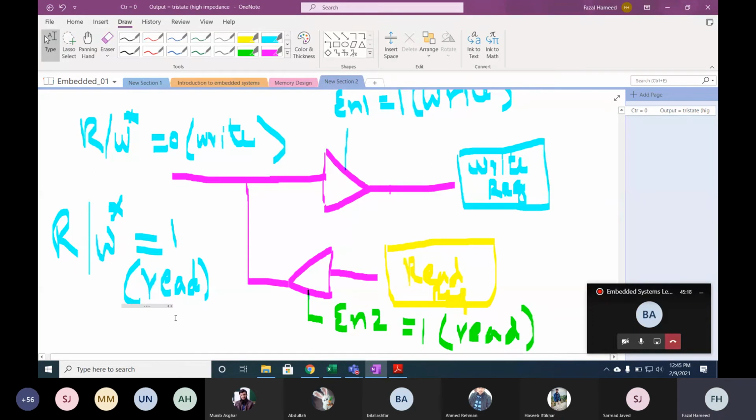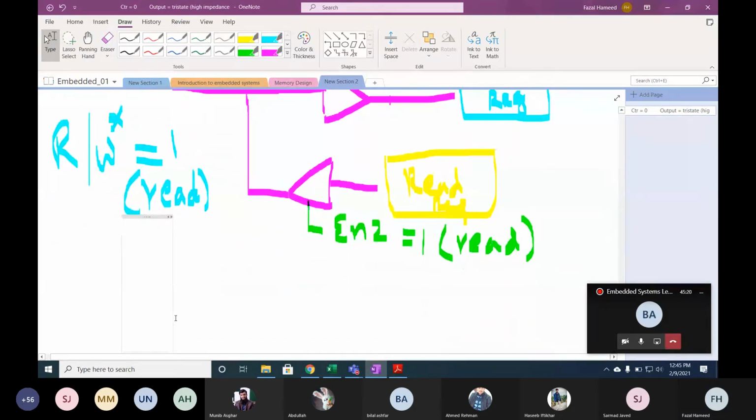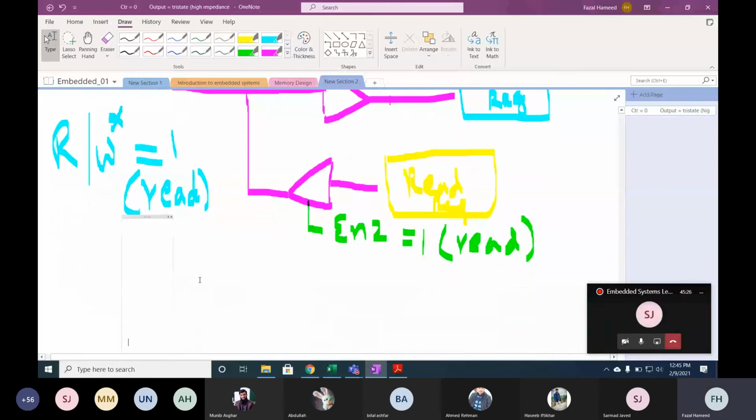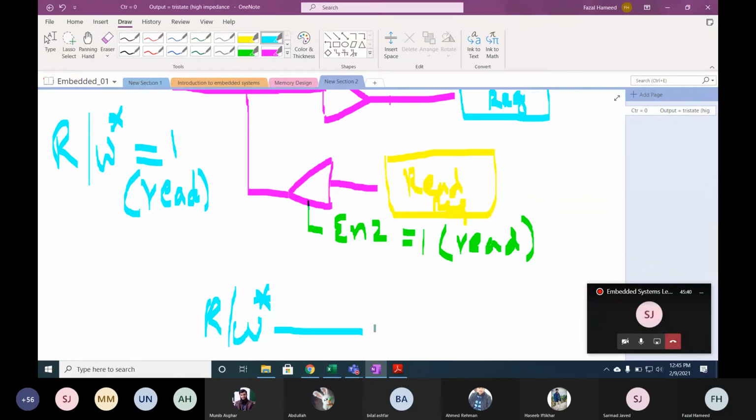Did you not study digital logic? Now let's assume this is a read write bar signal. Where should I connect it? It's a very simple design, beta. If I directly connect it to enable 2, when read write bar is 1, enable 2 will be 1 and it will be a read operation.